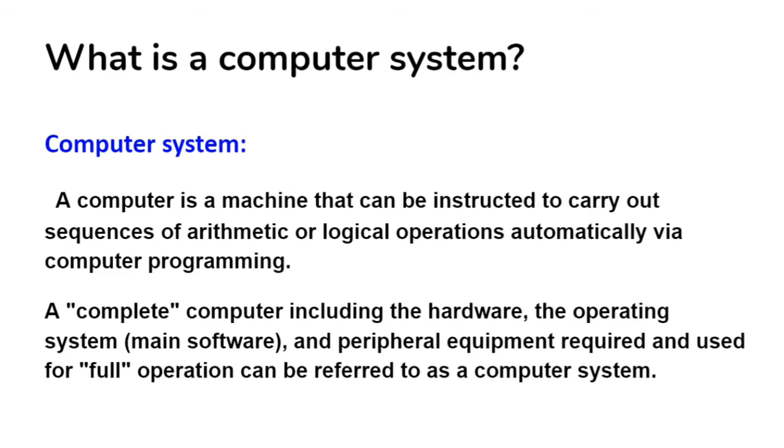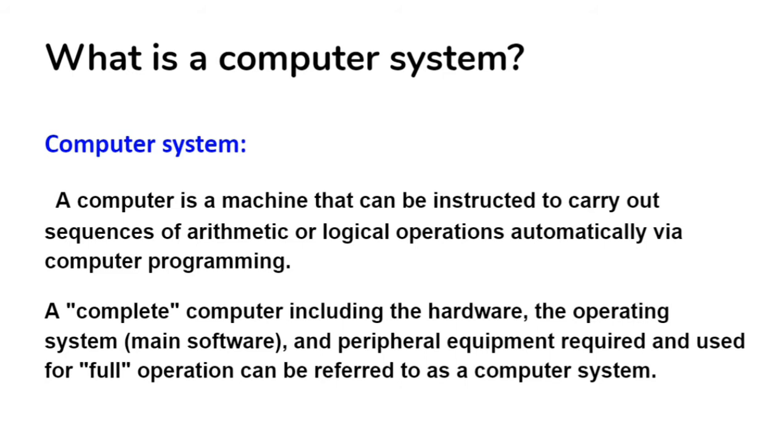So these are the different types of operating system we are using. A computer is a machine that can be instructed to carry out a sequence of arithmetic or logical operations automatically via computer programming. Programming is the art of making software. We make software with the help of programming.